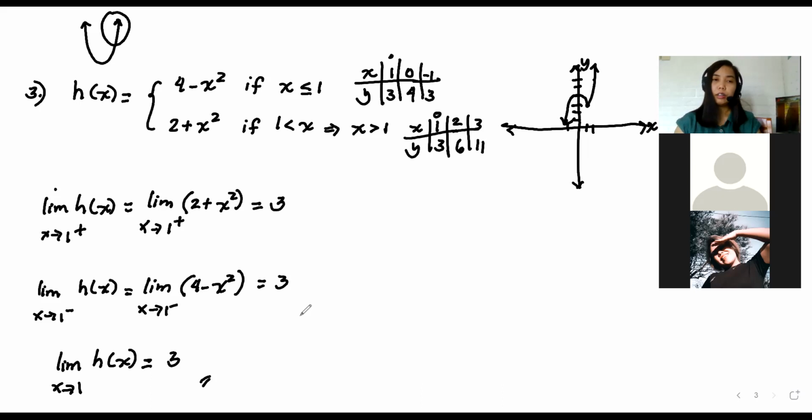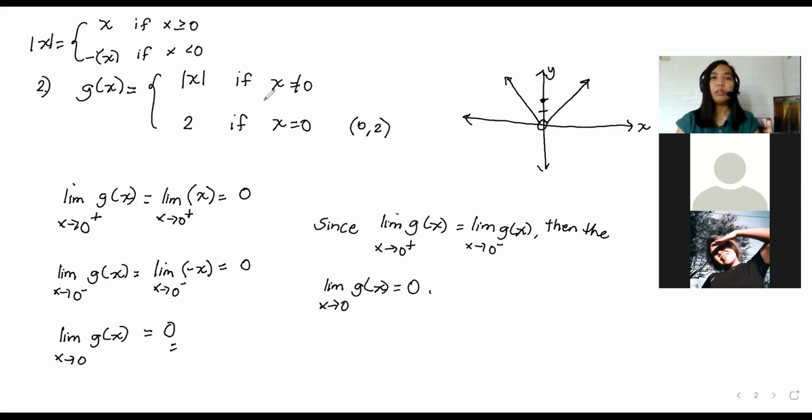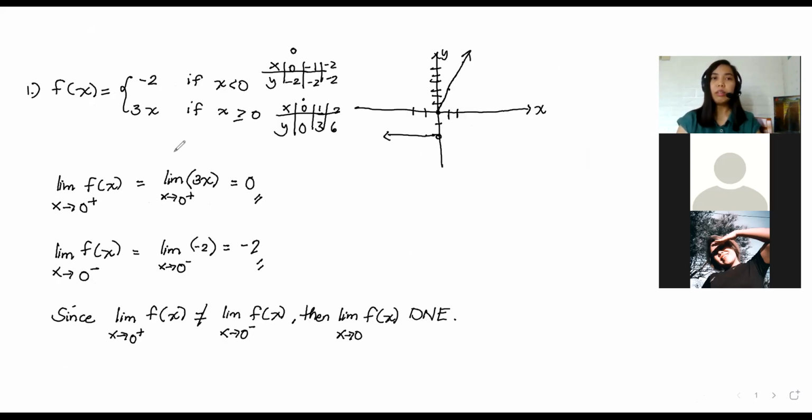Is that clear? Yes po, ma'am. Nagigets po. Okay. So this is the graph of number 3. Number 3, the limit of h of x exists. For the second example, this is the graph for g of x, and the limit also exists. The limit of g of x as x approaches 0 also exists. The first example, the limit does not exist. The limit of f of x as x approaches 0 does not exist.